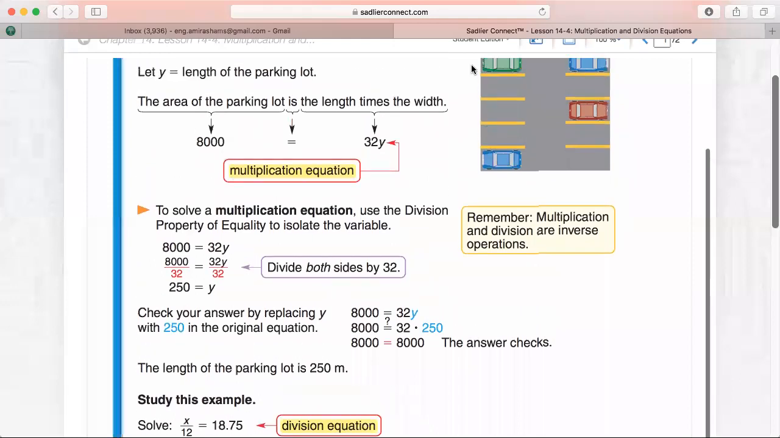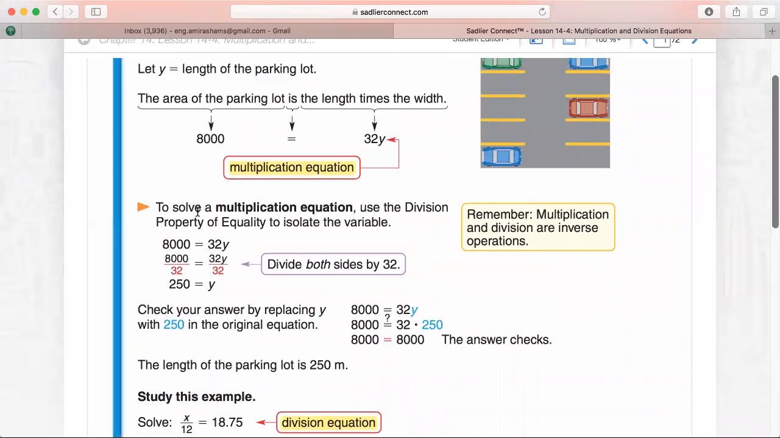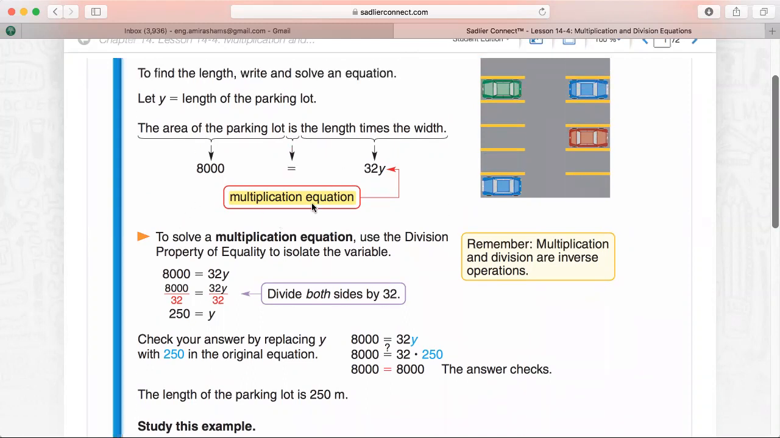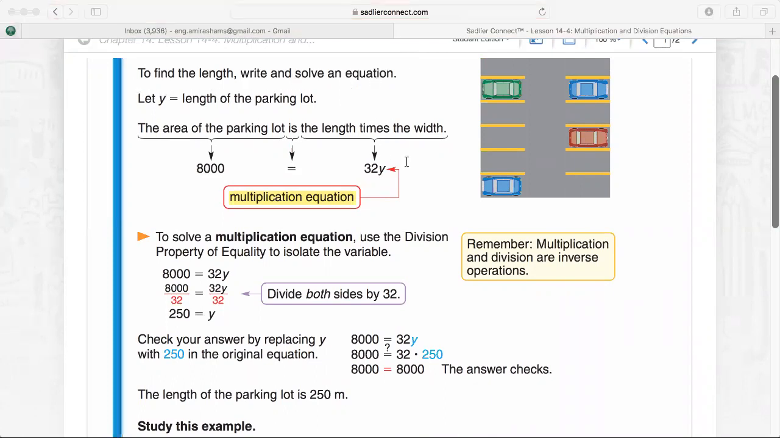Let's see here. I have here a multiplication equation: 32y is equal to 8,000. I want to repeat a part, so please girls, focus and concentrate on it.